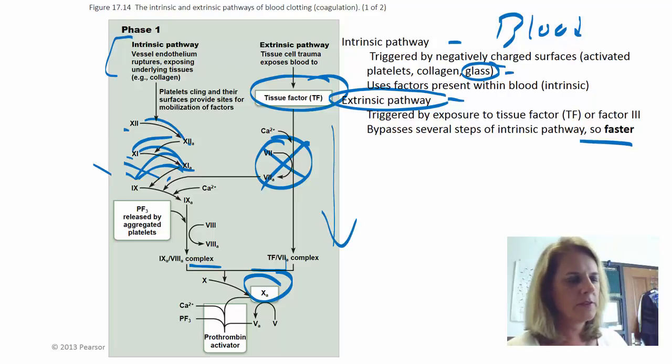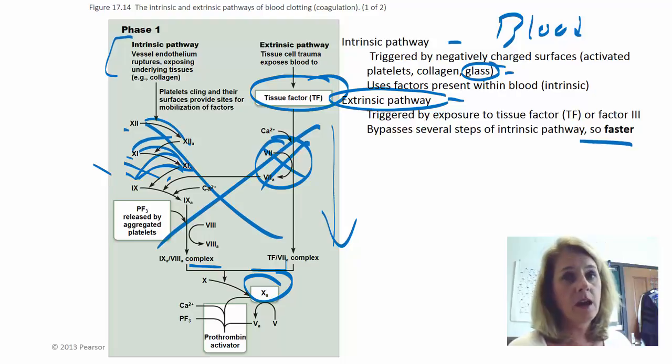So again, for my students, I don't make you memorize all the factors. If you wind up being in hematology, or you wind up dealing with people with bleeding disorders, then yes, you may need to know that. But at this level, I don't really care that you memorize the steps. What I want you to know is that you need to get to factor X, okay, either extrinsically or intrinsically.